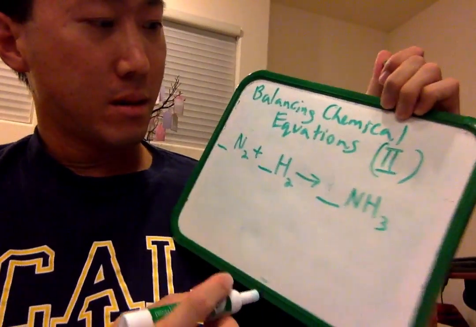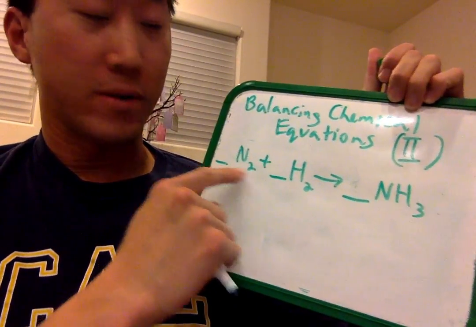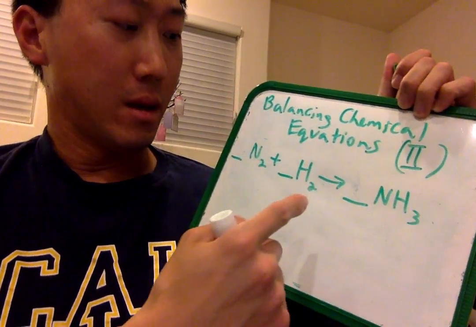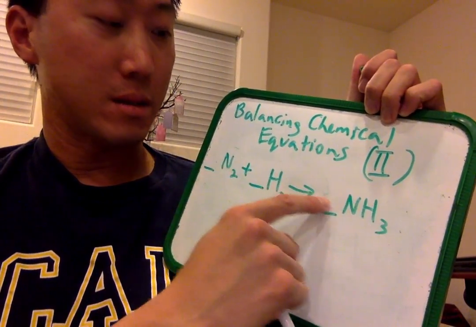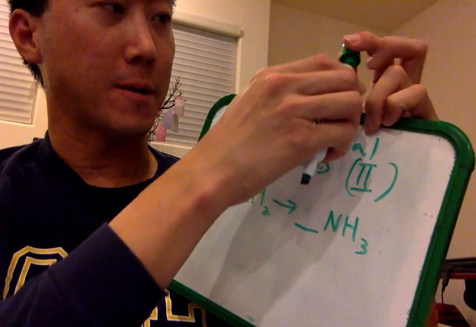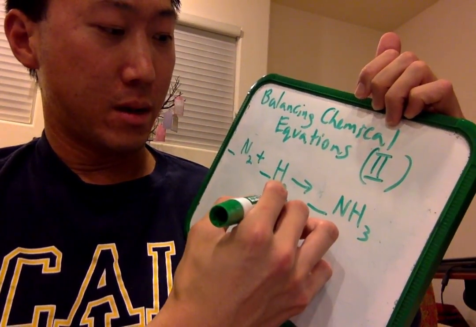Again, it's a good idea to leave some space when you write out these equations so you can write in the coefficients and change them as needed. Again, you cannot change these subscripts. You can only change these coefficients, the numbers in front of the molecules. Okay? So again, what I'd like to do is put each molecule under the yield sign.